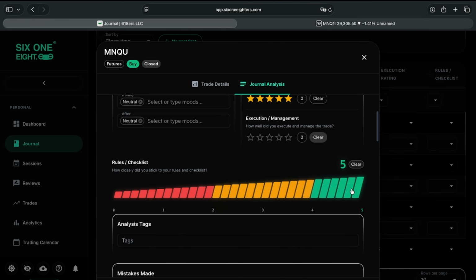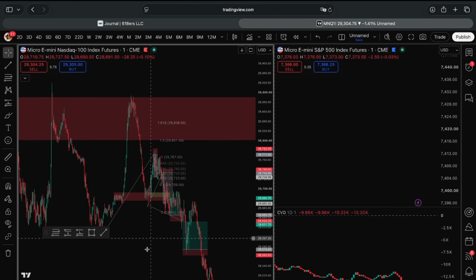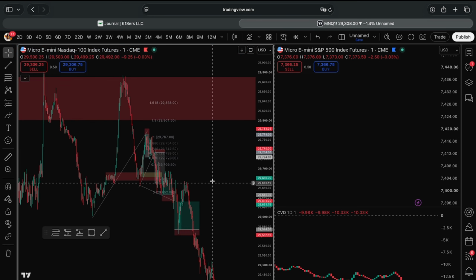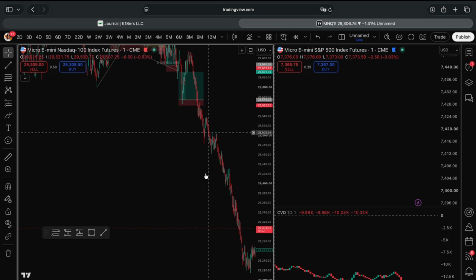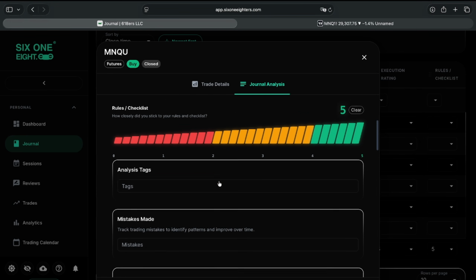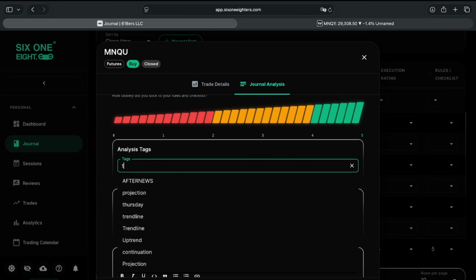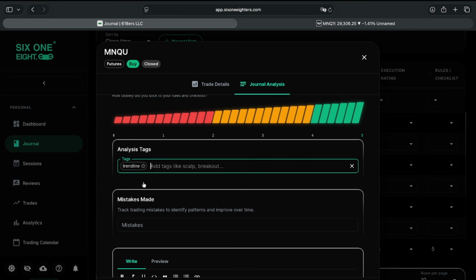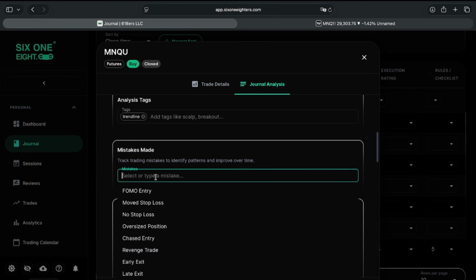So the checklist: execution management was kind of good because it was a scalp, even though I explain later that I stopped trading. I explained why this was a good short zone. And analysis tech is trend line, so I can find this later. So basically no mistakes were made.